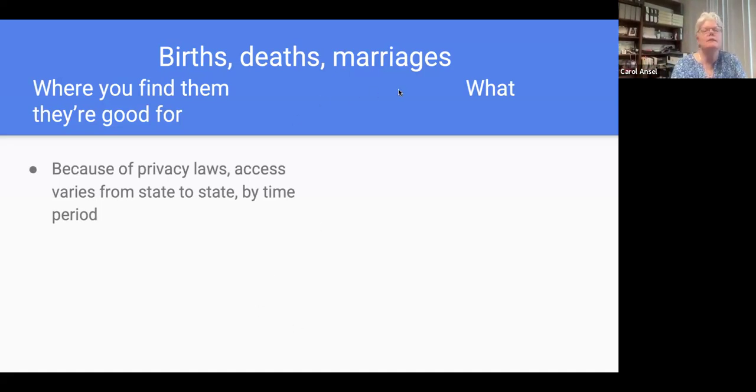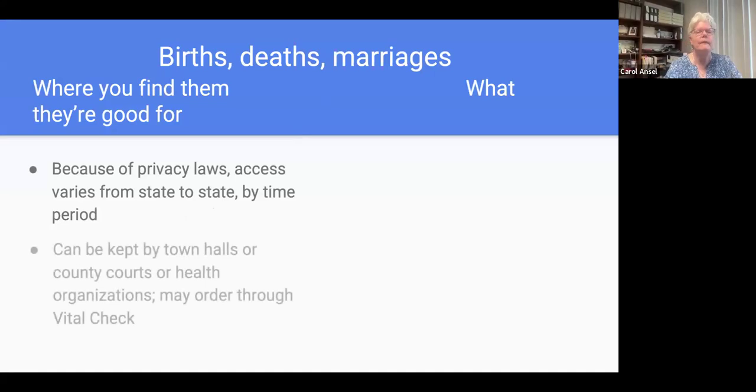Now, we're going to look at them singly. So births, deaths, and marriages. For each one, we're going to look at where you can find them and what they're best used for. Because of privacy laws, access to some of these varies from state to state, and sometimes it's 75 years, sometimes it's 100, and unfortunately, there have been instances lately of it getting more restrictive rather than less.